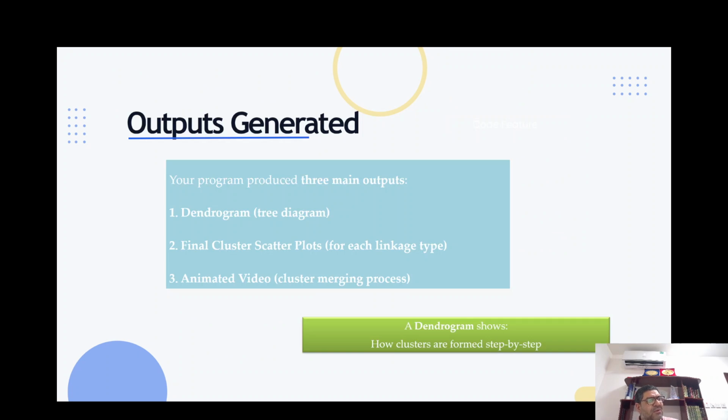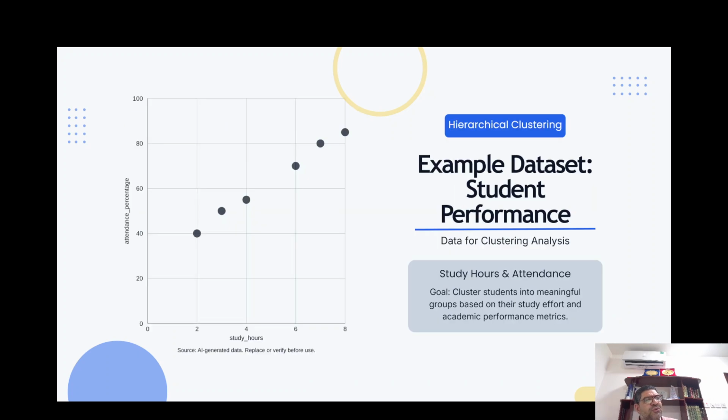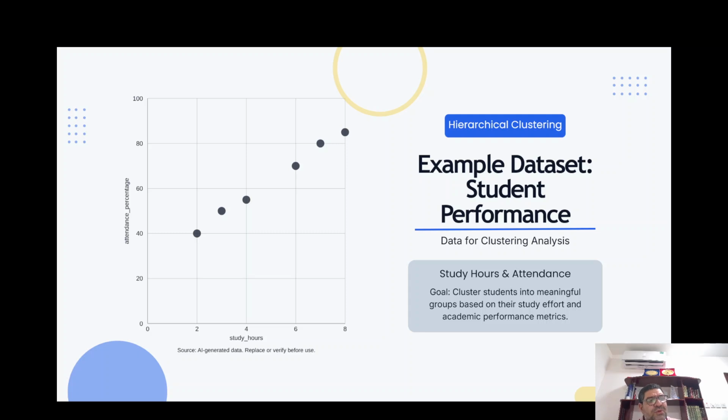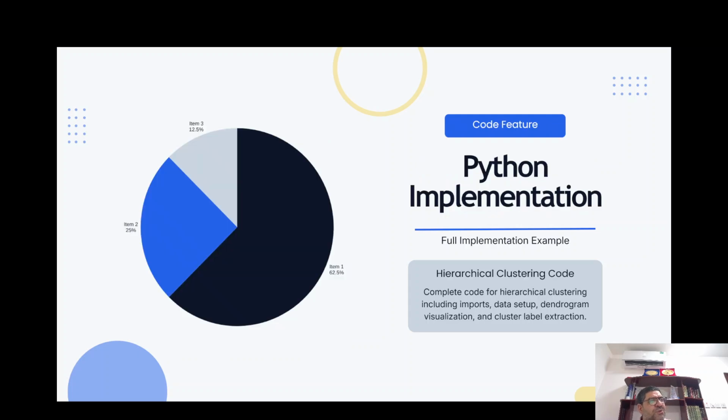We'll be discussing what the dendrogram shows you. If you see the example data set, student performance, study hours and attendance, these are forming two separate clusters. You can see we cluster students into meaningful groups based on their study effort and academic performance. These are in two groups which are evident there.